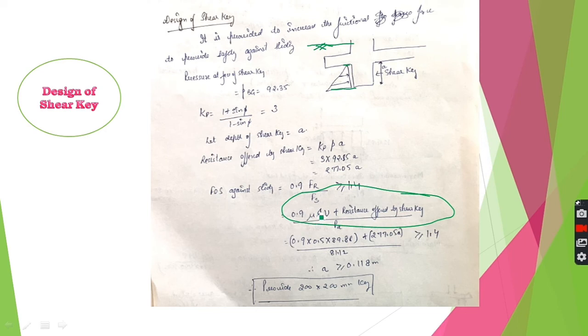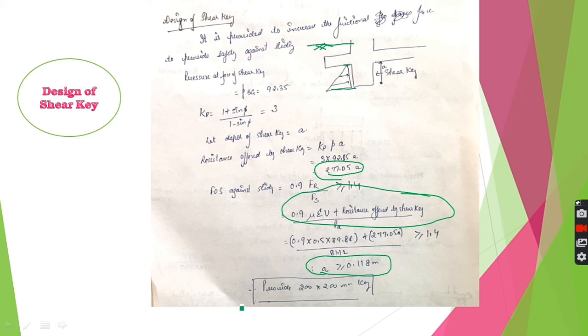Restoring force is mu times the summation of V, that is the frictional force, plus the resistance offered by the shear key, which we get as 277 into A. Now the sliding factor should be greater than or equal to 1.4, so we substitute all these values and we get the value of A as 118 mm, so we provide it to be 200 mm on a safer side. So this is the design of shear key. You can refer to the previous presentation for a better understanding of how we got this value.